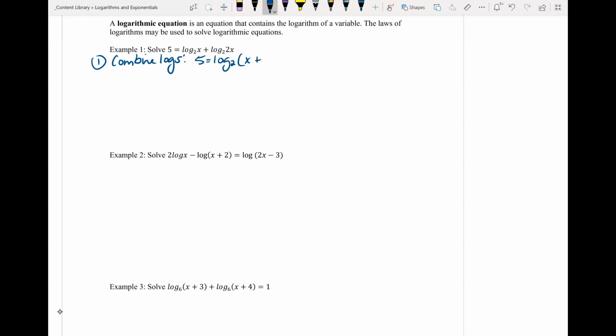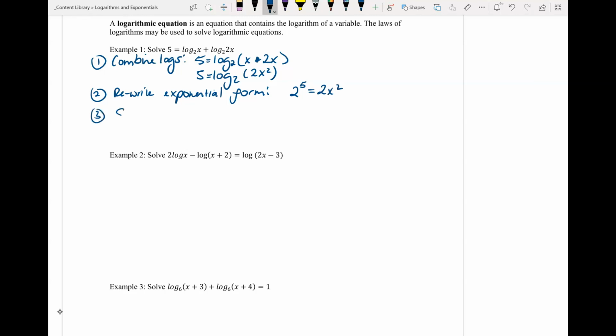So this is our product rule here. And then I want to combine them. We have log base 2 of 2x squared. Now our second step is that we can rewrite this into our exponential form instead. Our base is 2, our exponent is 5, and the answer is 2x squared.